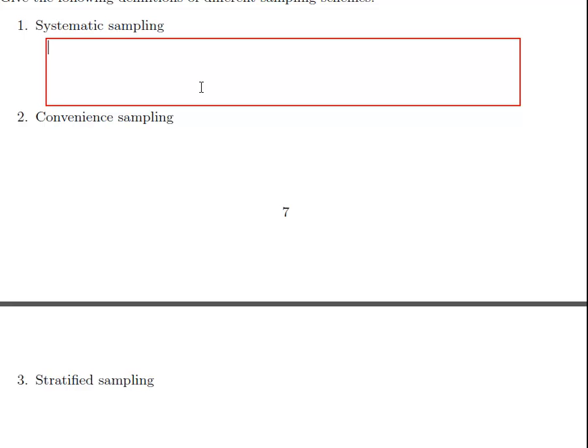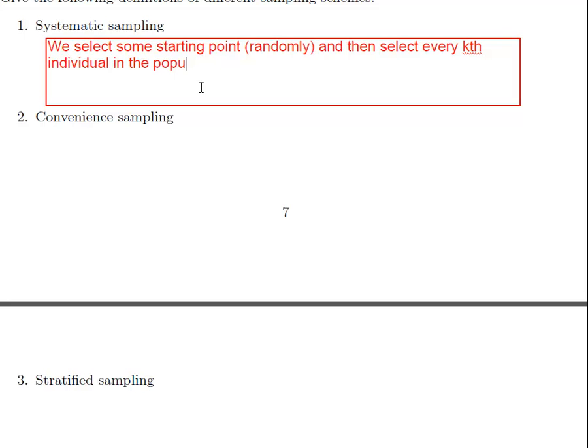So systematic just means you're sampling in a systematic way. So we select some starting point. That's usually done randomly. And then select every case individual in the population. So we have to have some way to actually list everyone. So we can maybe alphabetically list everyone. And then we select the 5th individual. And then from there we select every 10th individual. So we systematically sample. Okay.